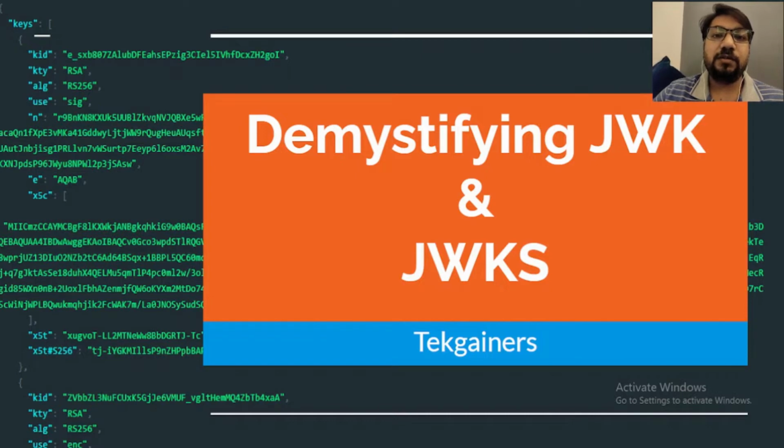In this video, we will demystify JWK and JWKS. So what exactly is JWK? If we see RFC 7517, it states JWK is a JSON data structure that is used to describe a cryptographic key. Knowingly and unknowingly, we have used JWKS in our implementations.